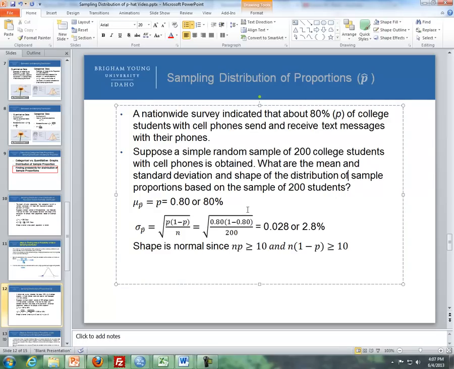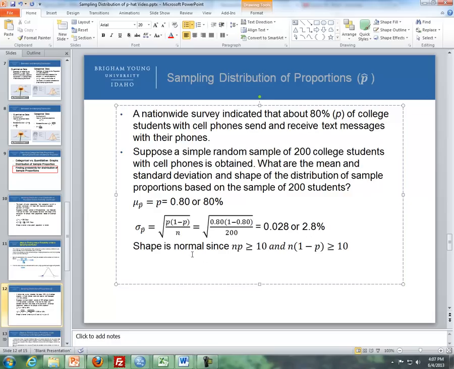Okay. So first of all, the mean of the distribution of sample proportions is equal to the population proportion, which in this case is 80% or 0.80. The standard deviation of our sample proportions is the square root of the population proportion times, in parentheses, 1 minus the population proportion, over our sample size, which is n. So in this case, p is 0.8, so we take 0.8 times 1 minus 0.8, divide it by 200, and take the square root of that, and we get our standard deviation of 0.028 or 2.8%, whether it's in decimal form or percentage form.